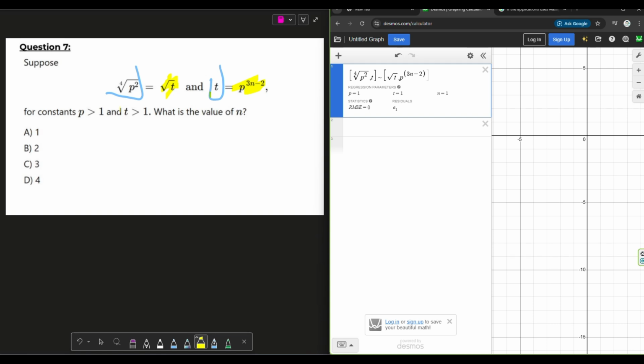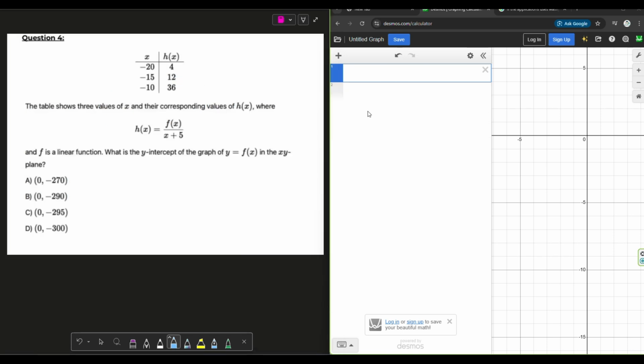That's it. And now we are told we have specific requirements. P is greater than 1 and T is also greater than 1. I can actually give those requirements into Desmos. For those requirements, I use curly braces, this type of braces, and I can give a parameter one at a time. So p is greater than 1, and then again t is greater than 1. In this case, I will get that the value of n equals 1. So the correct answer is in fact answer choice A.